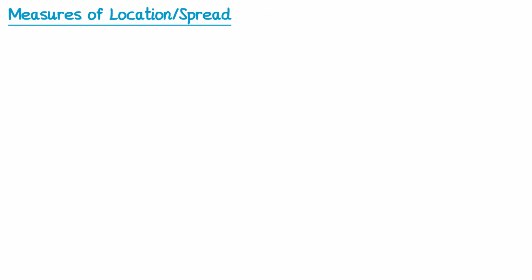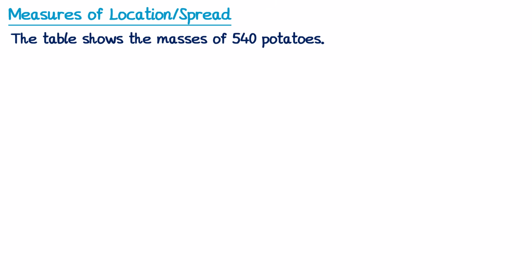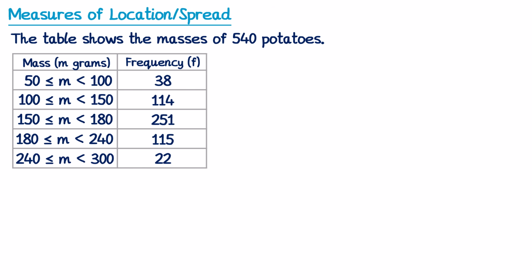Let's try a second example of linear interpolation. At any point during this video, you're welcome to pause and give it a try yourself and see if you get the same answer. So for this one, we've been told the table shows the masses of 540 potatoes, and here's the information. And we've been asked to work out the lower quartile, the median, and the upper quartile.